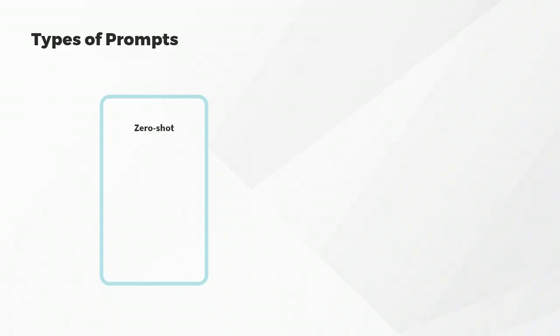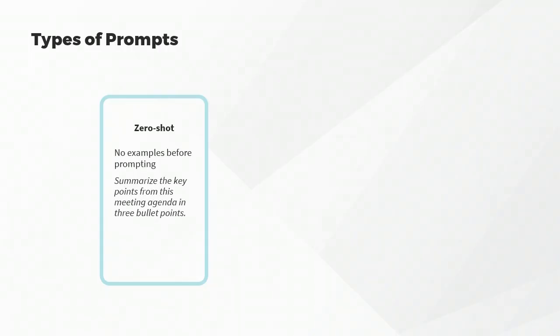Let's start with zero-shot prompting. In this case, you provide no examples, just straightforward instructions. For instance, if you want to write a meeting summary, you could say, "Summarize the key points from this meeting agenda in 3 bullet points." This works well for simple or routine tasks where the AI will likely understand your request without additional guidance.